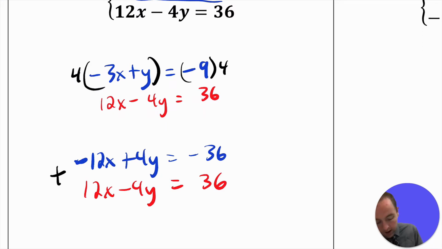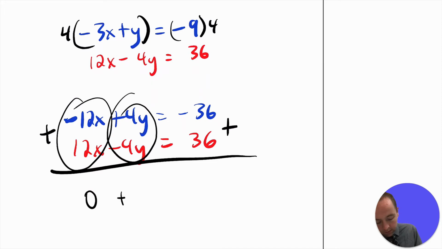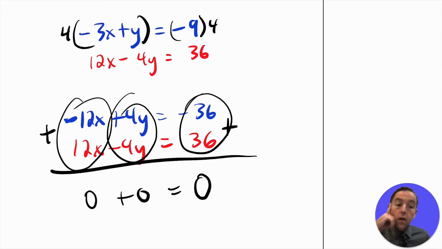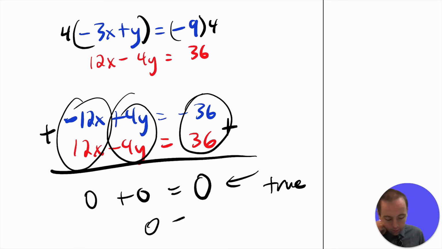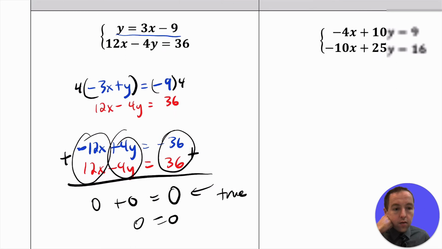Now if we add both sides together, negative 12 plus 12 is 0, 4 plus negative 4 is 0, and negative 36 plus 36 is 0. So we've actually eliminated everything. There's no x's left, there's no y's left. So we don't really know what the values of x and y are going to be, right? What we do realize though is this is a true number statement because it simplifies to 0 equals 0. When that happens, that tells you that these equations are actually the same equations as each other.